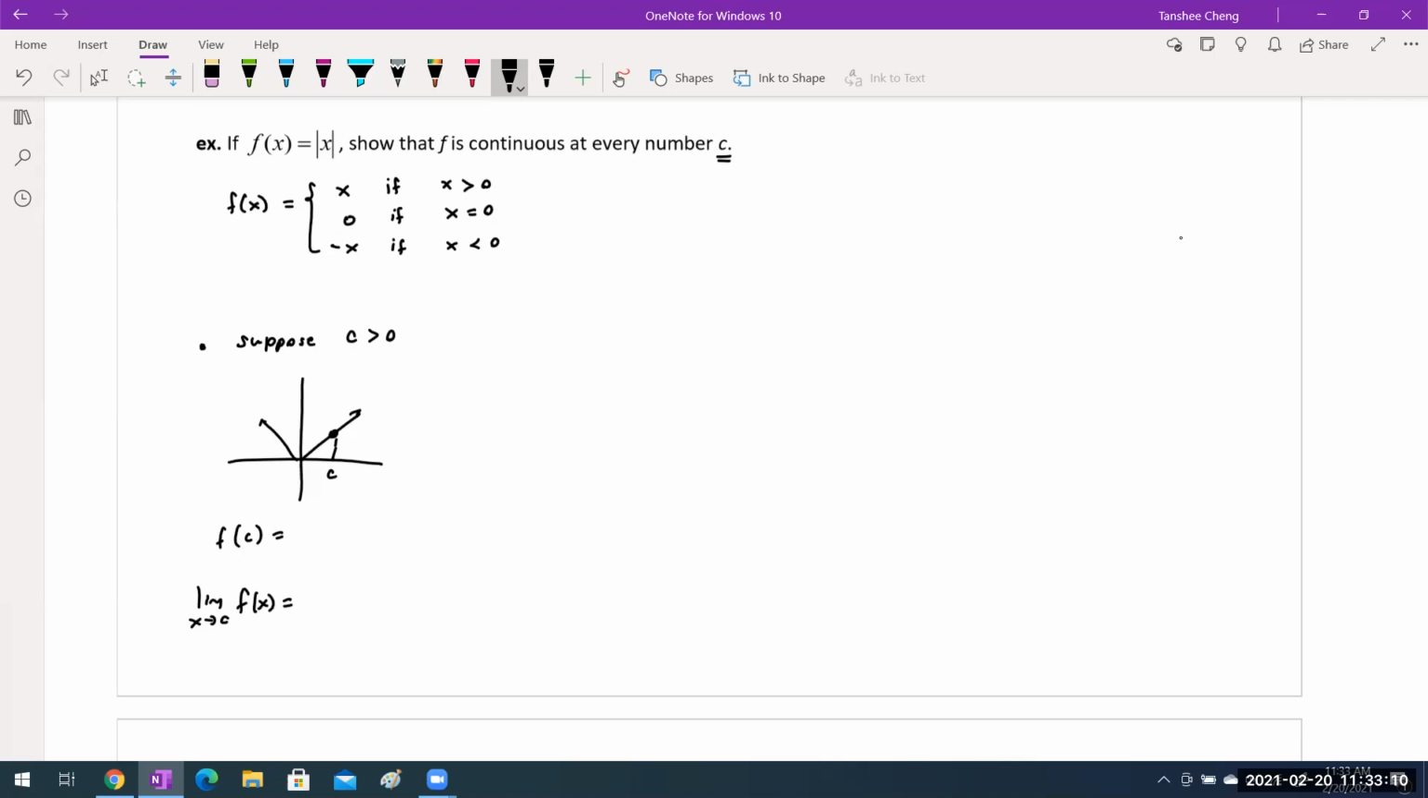And that part is easy, right? Because we know that if C is greater than 0, you know which part of the functions you need to use.